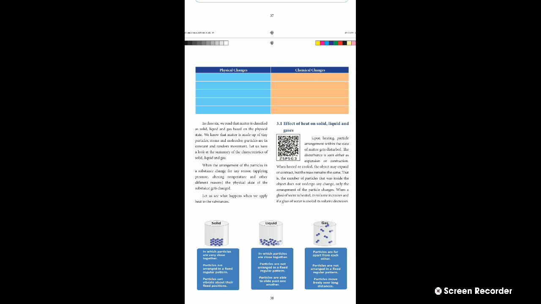If you change to another state, this happens when you apply heat to a substance. So, the effects of heat on solids, liquids, and gases.